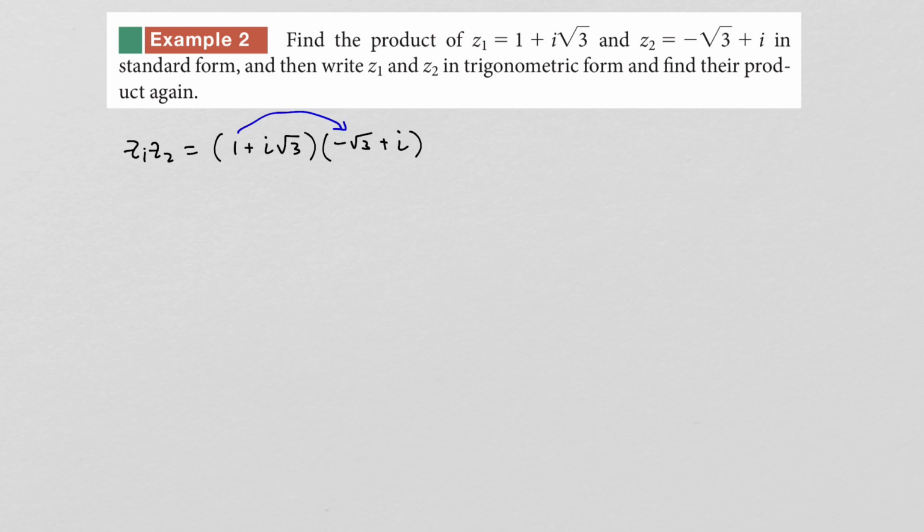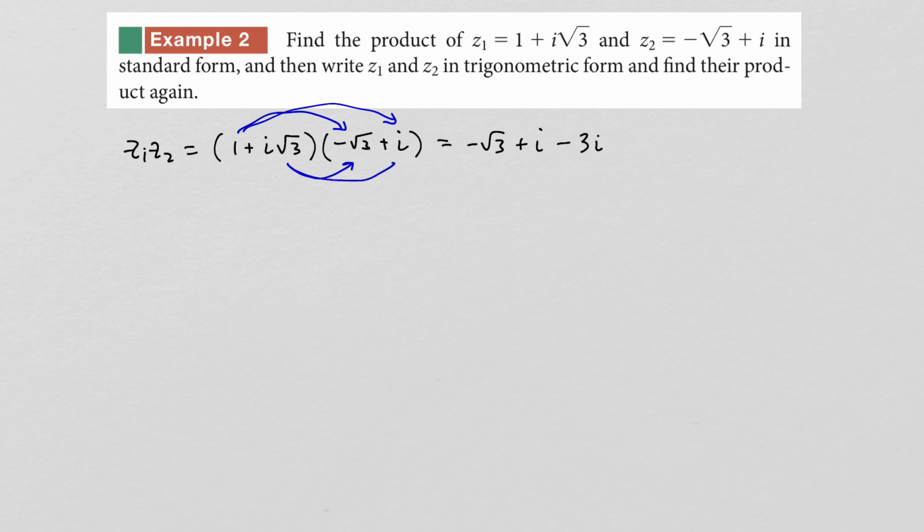So 1 times negative radical 3 is negative radical 3. Then we have 1 times positive i, which is positive i. Next we have i radical 3 times negative i radical 3. So positive times negative is negative. Radical 3 times radical 3 is 3. And then we also have an i there.